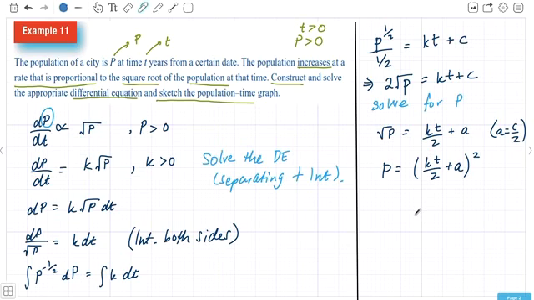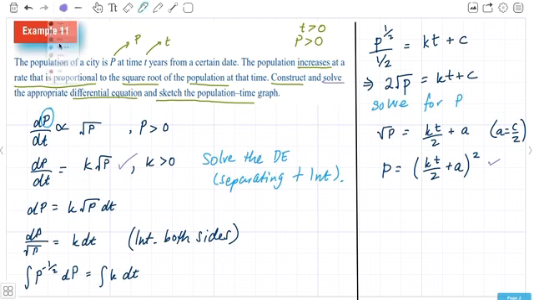The next part that we're going to do is have a look at sketching this. So we've constructed the differential equation. So looking back at the question, we've done the construction, that's here. We've also solved that constructed differential equation here. And now what we're going to do is sketch the population graph for that.